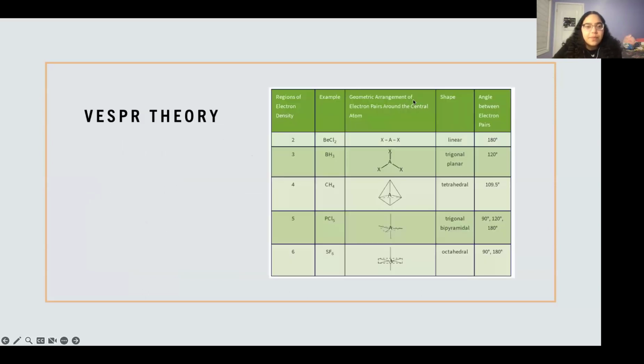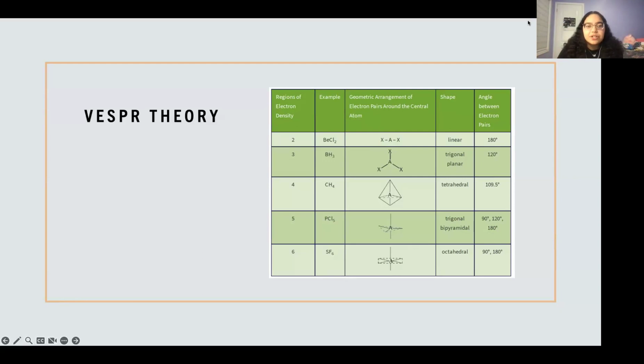For bonding, those are supposed to be the same slide. So VSEPR theory is another theory about electron density and what the shape of a compound will look like. If you look at the example compounds, the shape and the angle between electron pairs can vary. For example, CH4 is a tetrahedral shape. You have the central atom, carbon, and then the 4 hydrogens branching off.